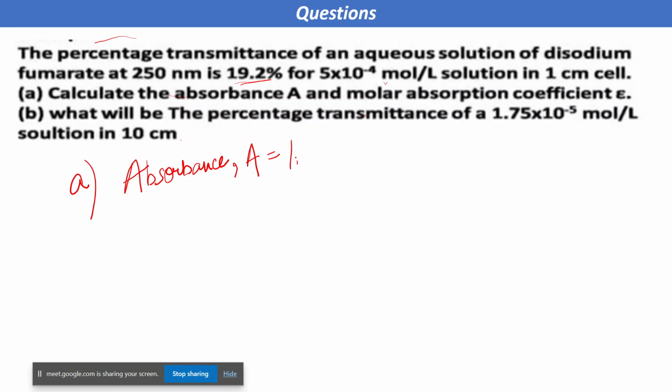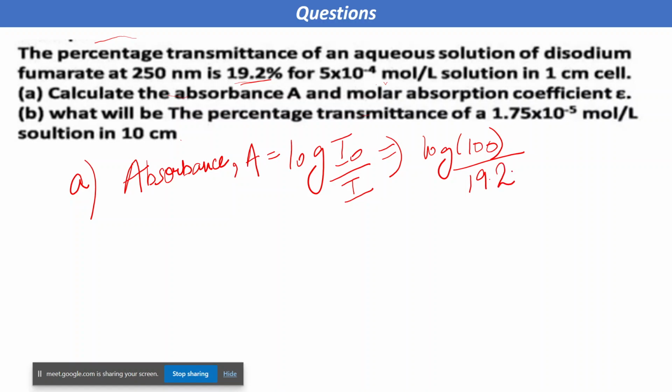You can simply also apply A equals log I naught by I. So it can be log 100 divided by 19.2. So after solving it, it comes out to be 0.717. So the absorbance value is 0.717. Is it fine?